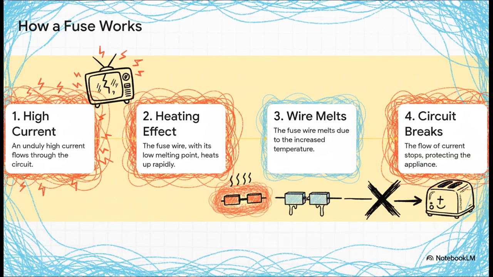Now, this heating effect can be incredibly useful, but it can also be dangerous. So we have a very clever safety device that actually uses this effect to protect us. It's called an electric fuse. A fuse is just a small piece of wire with a very low melting point. If the current suddenly becomes too high, the fuse wire heats up very quickly, melts, and breaks the circuit. It sacrifices itself to save our much more expensive appliances.